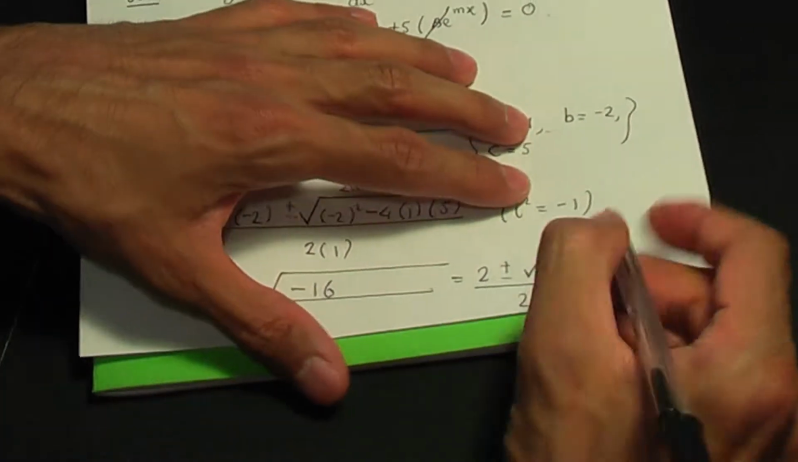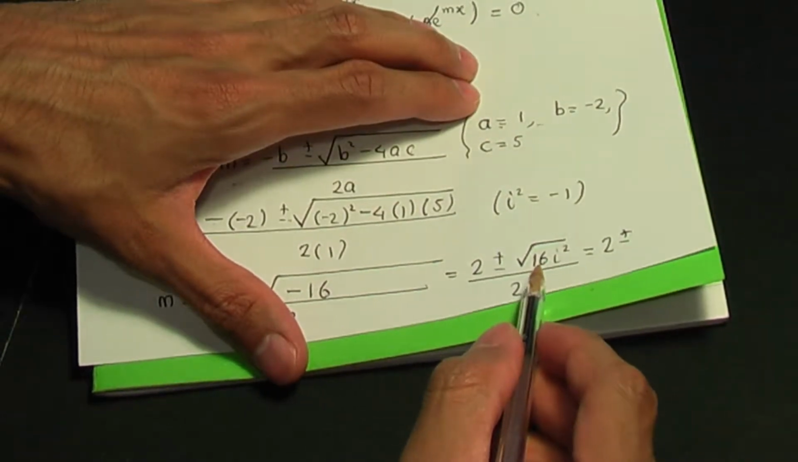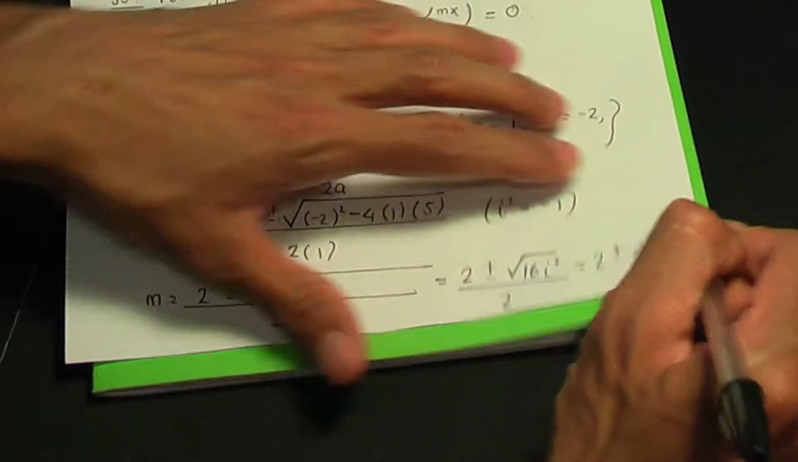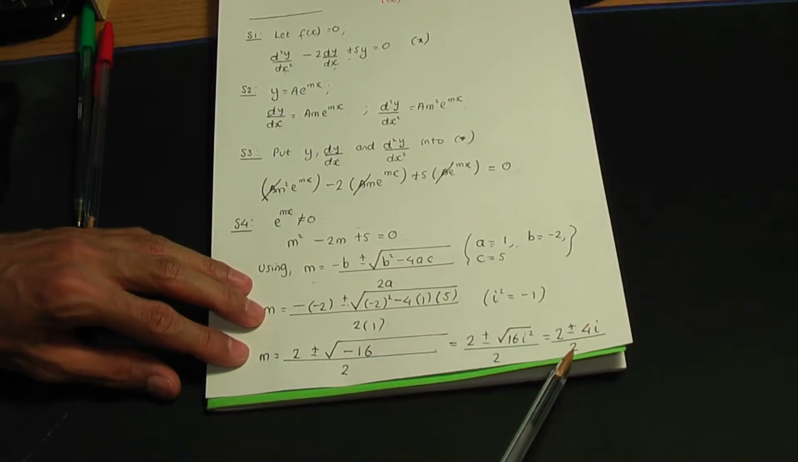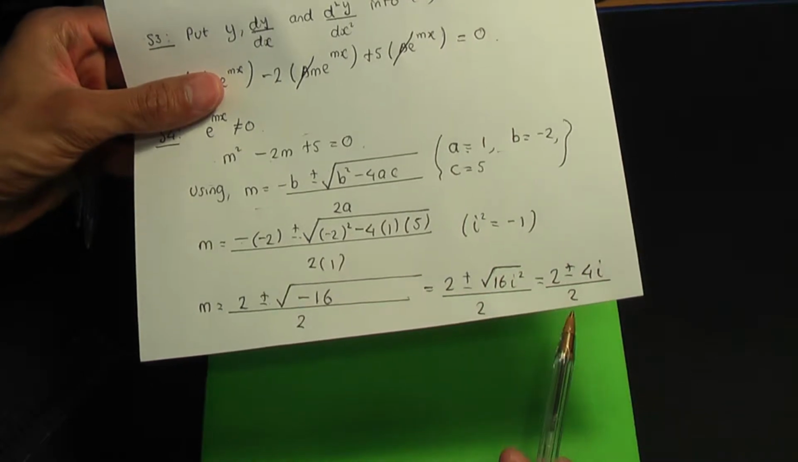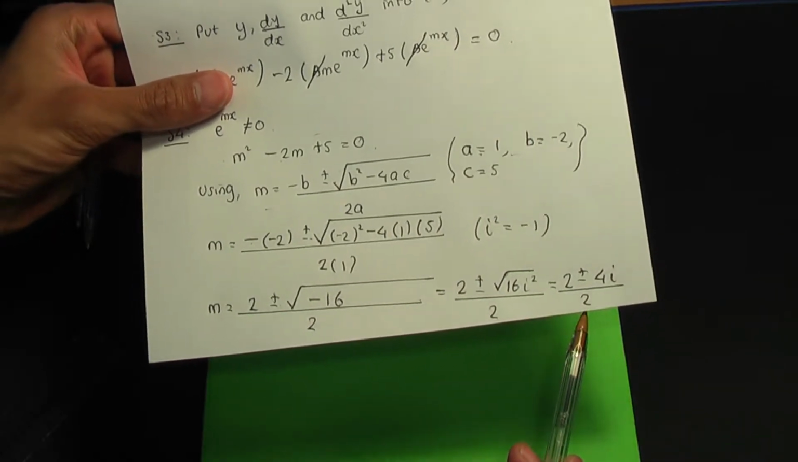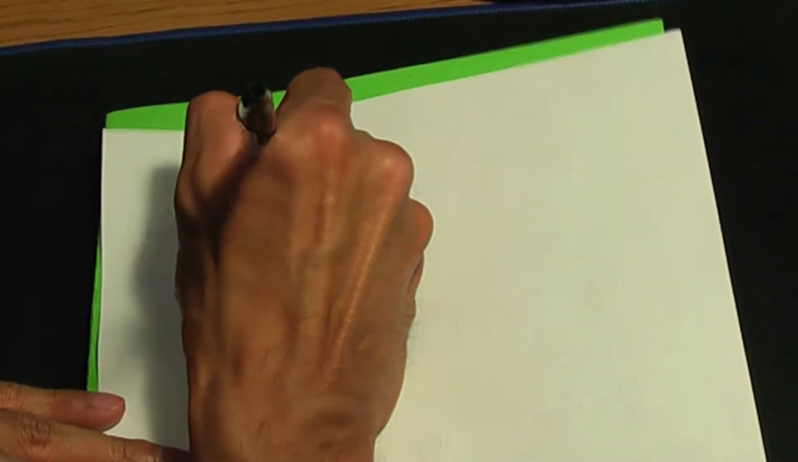Okay, and if I continue along this line, we'll have 2 plus or minus the root of 16i squared, which is 4i, divided by 2. So if I divide each of these terms in the numerator by the term in the denominator, which is 2, this is what we're going to have for m. So m will therefore be, again if I divide each of these terms by 2, 2 divided by 2 is 1, plus or minus 4 over 2, which is 2i. Okay, so we're going to have 1 plus or minus 2i. Okay, so here are the solutions for m.